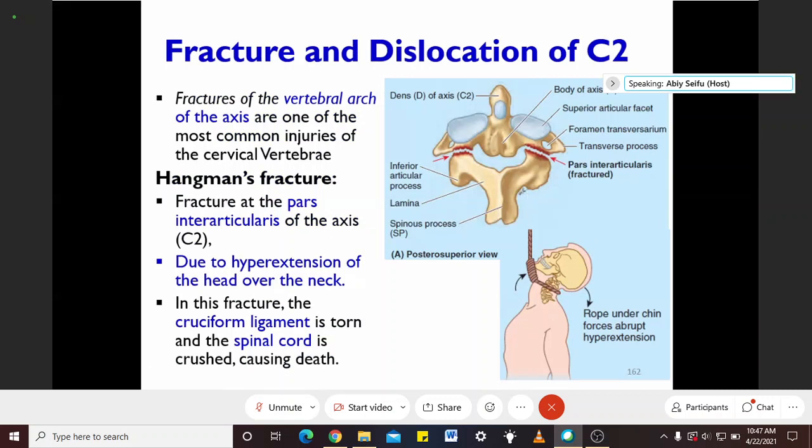The vertebral column: fractures and dislocations of C2. Fractures of C2, which is also called the axis, an atypical type of cervical vertebra because it has the odontoid process, so it is categorized under the atypical ones. But this is one of the vertebrae that is commonly fractured.